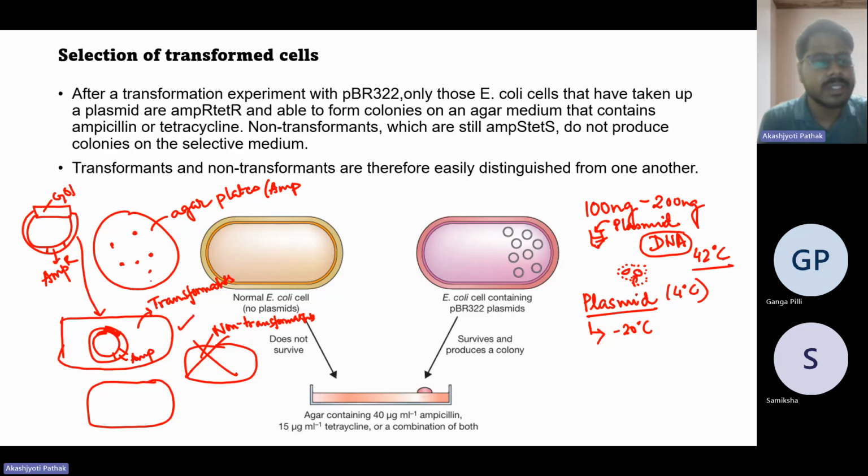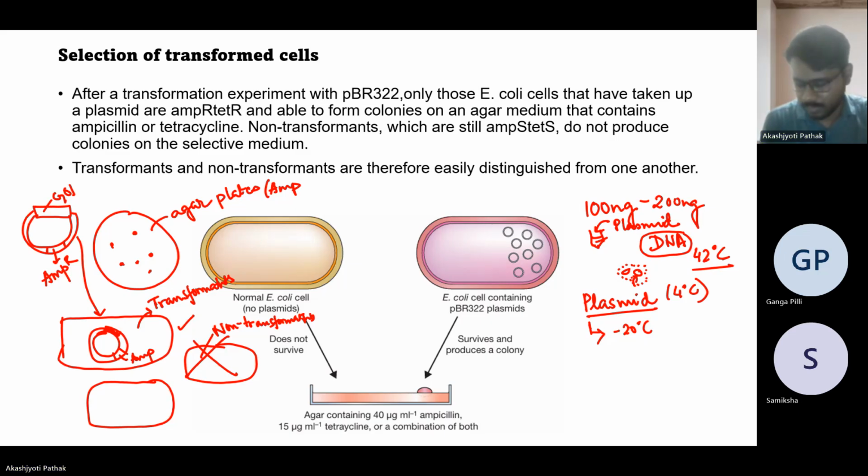You will get colonies for only these type of bacteria, while these bacteria will not survive in ampicillin supplemented agar plates. So in this way, you can screen or specifically isolate these bacteria and remove those bacteria which have not taken up the cloned gene of interest. Okay, is it clear?